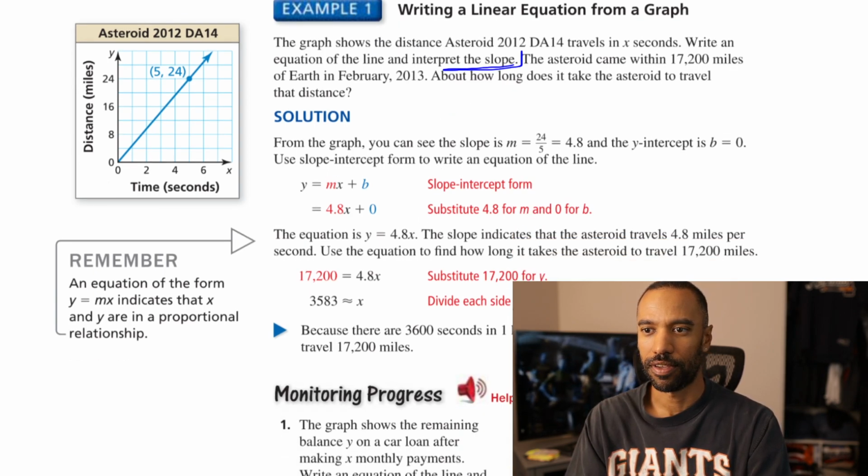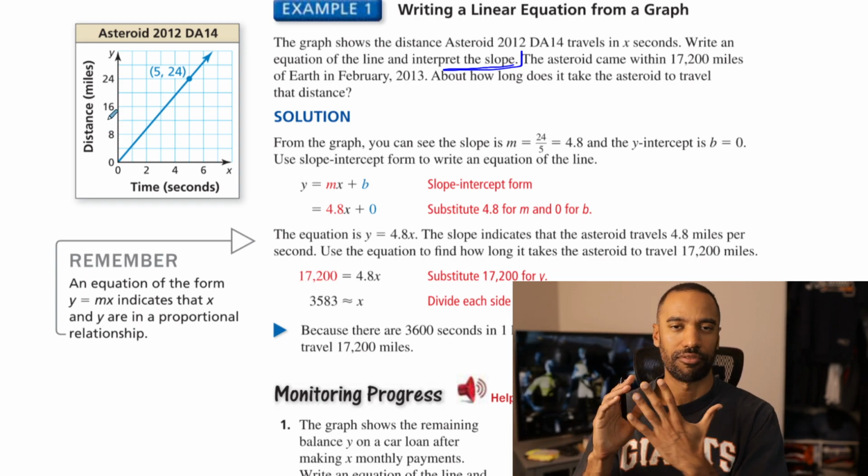So our first thing is we need 2 points on this graph to determine the slope.